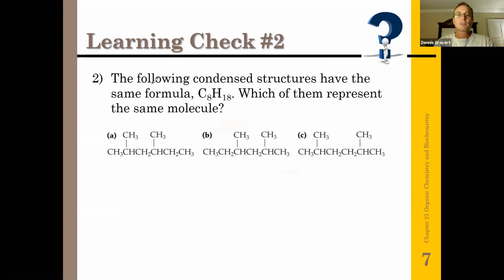There we go. Okay, number 2, the following condensed structures have the same chemical formula, C8H18. Which of them represent the same molecule? Well, let's use the same strategy. Let's circle the chain. But we have some branches. It may be a little tricky sometimes. You might have to start on a branch. I don't think you have to here. Let's just go along the horizontal portion of the molecule.